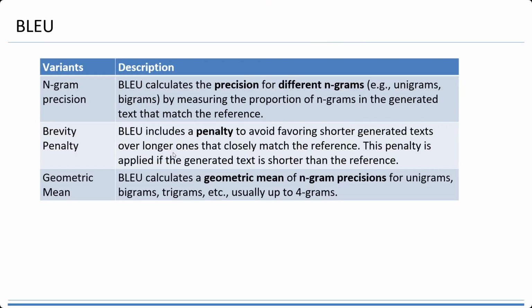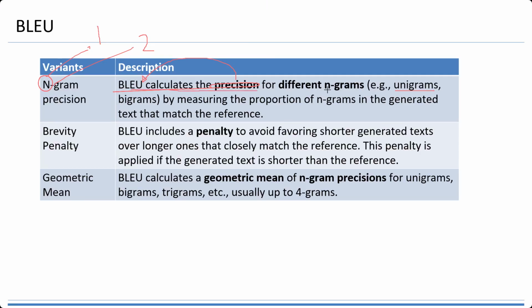In the BLEU, there are some variants. We can use the n-gram precision. N-gram precision depends on n. If n equals 1, then it is the unigram precision. If n equals 2, then it is the bigram precision. You know how to calculate the precision, and this precision will be used for the BLEU.